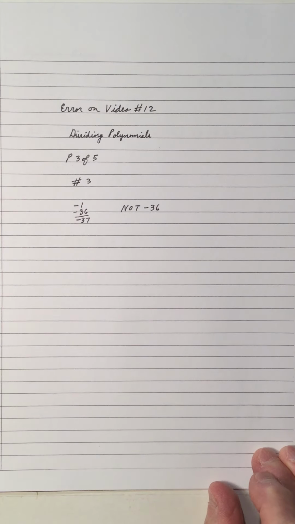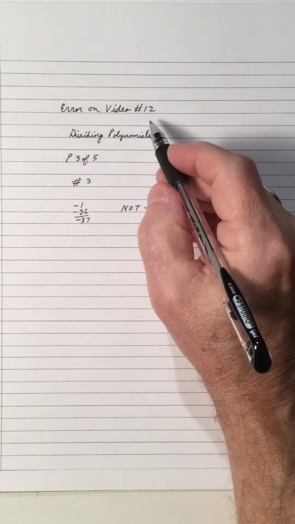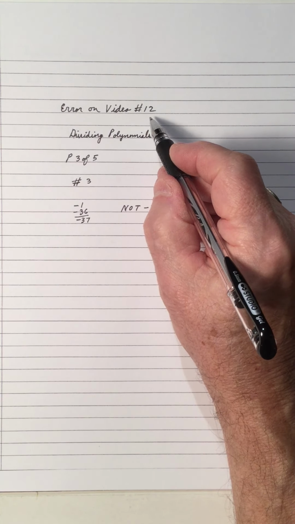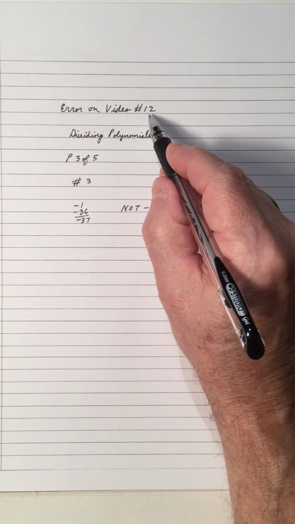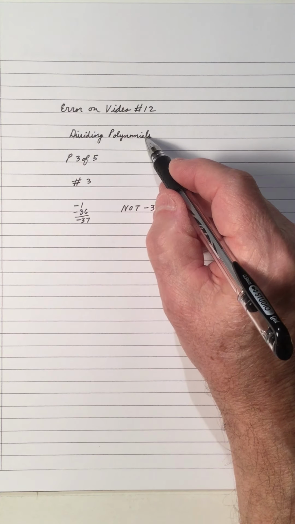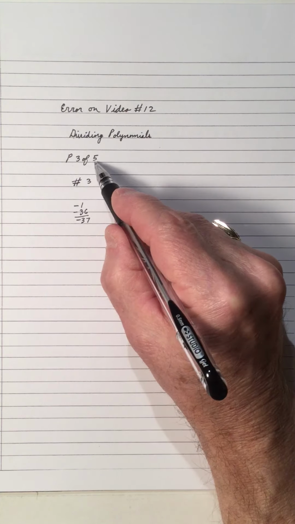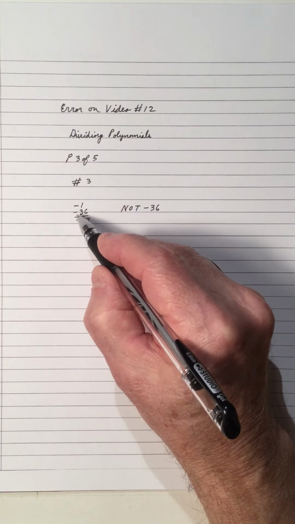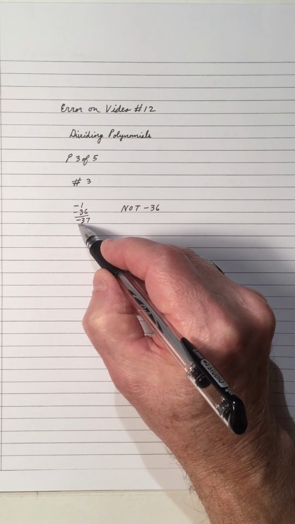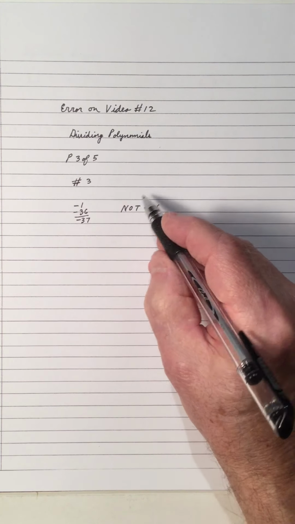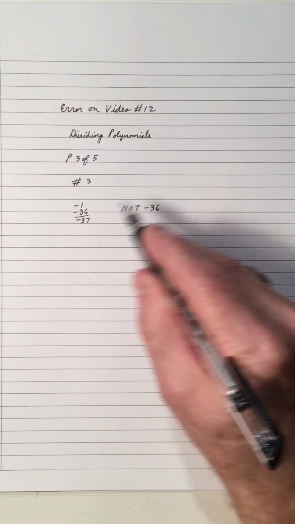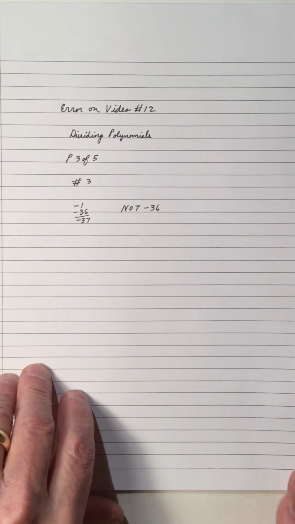But before I do synthetic division, I want to apologize for the error that I made on video number 12, dividing polynomials, page 3 of 5, number 3. I had a -36, and it is supposed to be a -37. For some reason, I wrote down the -36, I guess just because it's there, or I had one of those little brain lapses.